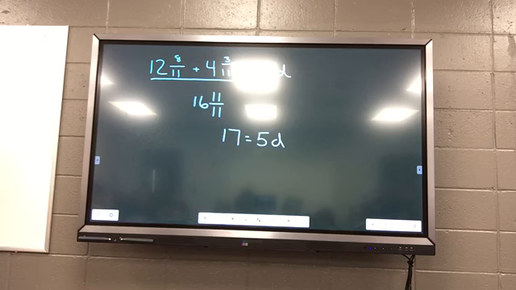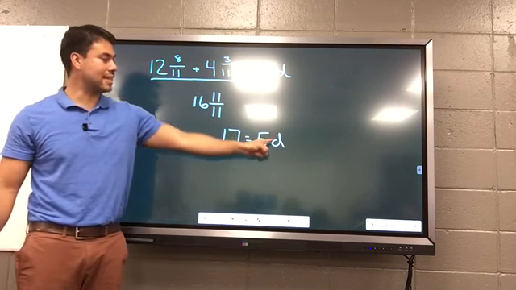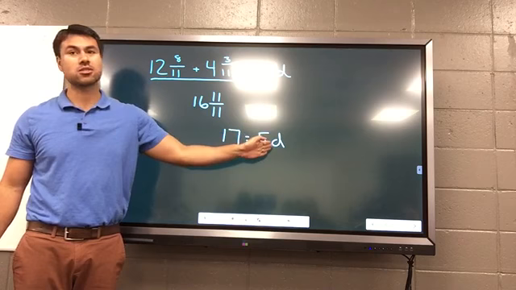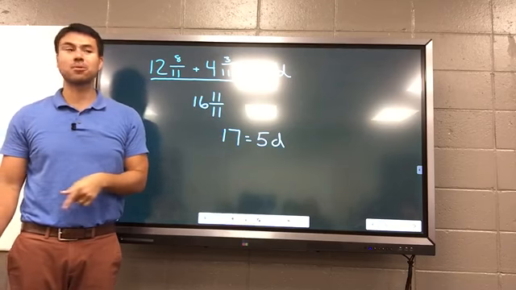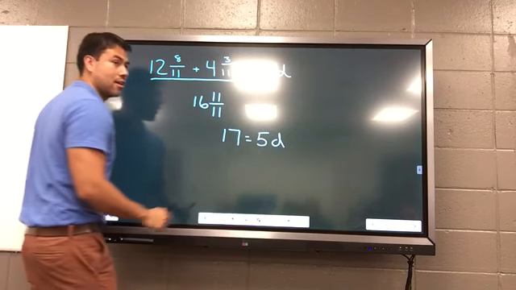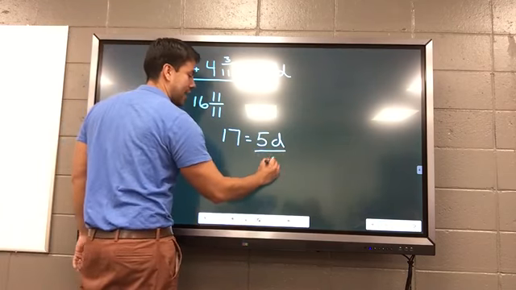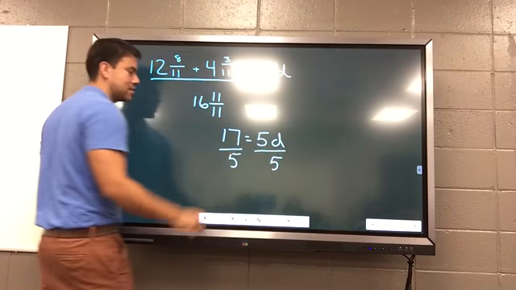So how in the world do I solve this problem? Well, what kind of equation is this, Sam? What's going on between D and 5? It's multiplication. What do you do in a multiplication problem, Alex? You divide both sides by what, Brad? 5 to keep it balanced.